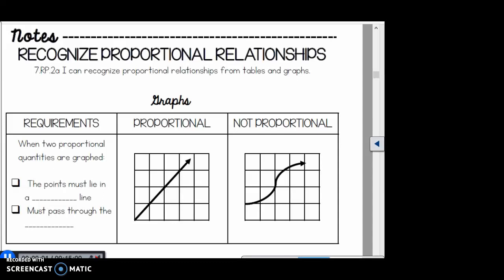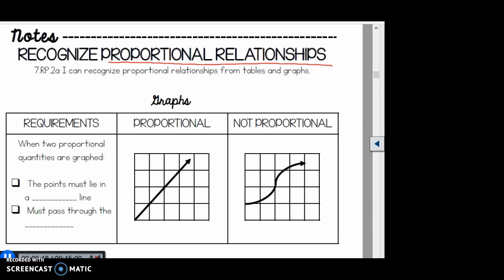Okay, everybody make sure you have these notes in front of you and put your name at the top. Today we are going to recognize proportional relationships. This is going to be a super quick and easy video. I'm going to try not to put you all to sleep like I did today in class.